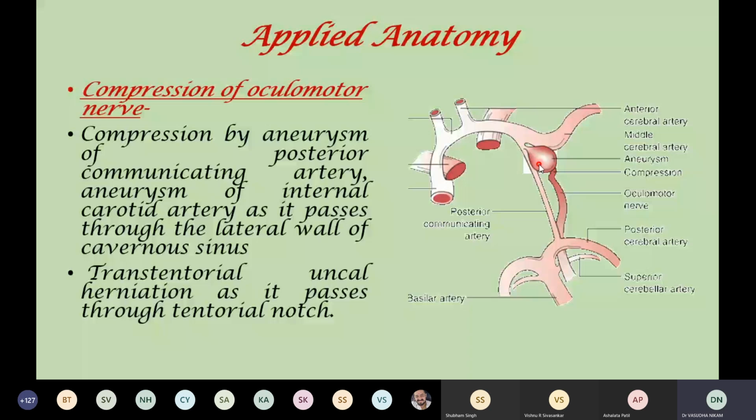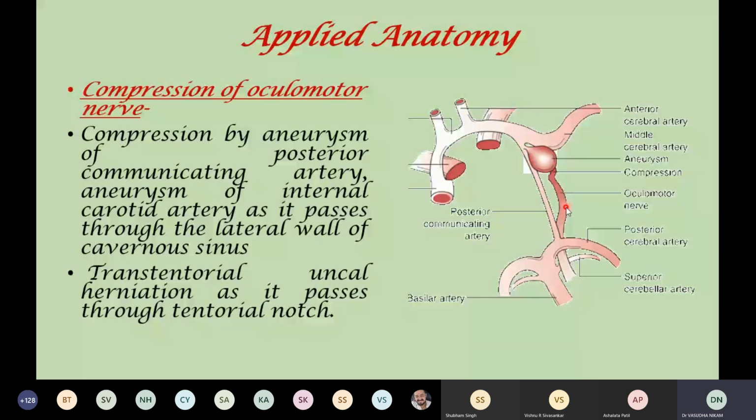Now here the dilatation is coming from the posterior communicating artery and it is going to compress the oculomotor nerve. You can see here compression by an aneurysm of the posterior communicating artery, or coming from the internal carotid artery as it passes through the lateral wall of the cavernous sinus. This is one cause, or sometimes there is a herniation of the uncal part of the temporal lobe, and that is called a transtentorial uncal herniation. So these are the two reasons why there is a compression of the oculomotor nerve.